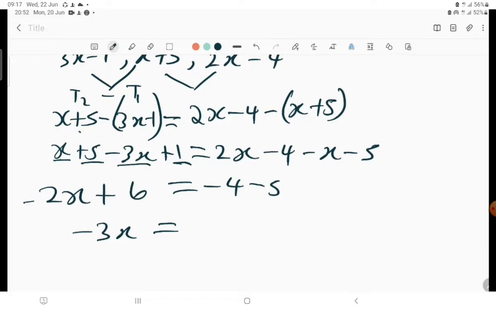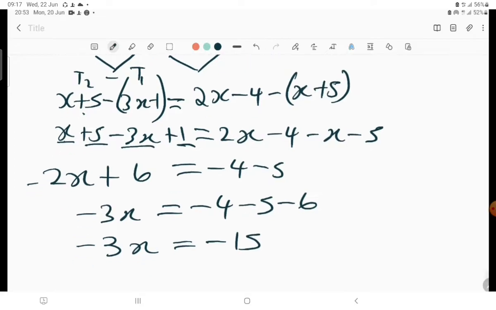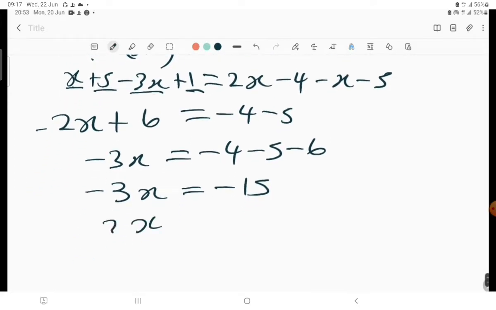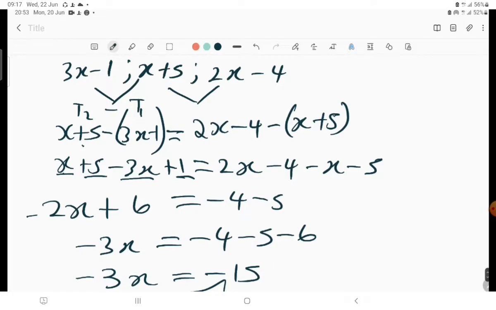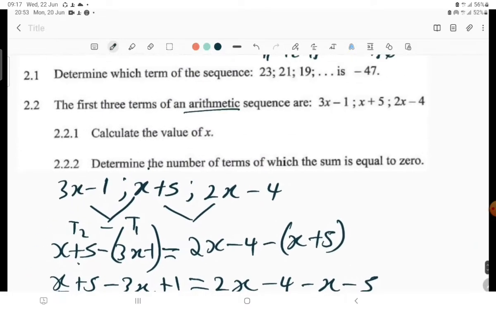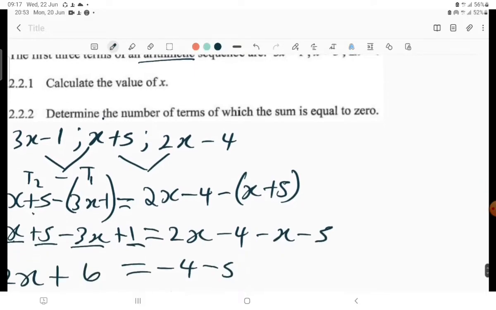So on that note, if we take this 6 to the other side, we have negative 4, minus 6, minus 5, minus 6, then you'll end up having 3x is equal to minus 15. Then if you divide both sides by negative 3, you'll get positive 5. So the value of x is now positive 5, and sorry for that mistake. We managed to get x being equal to 5.